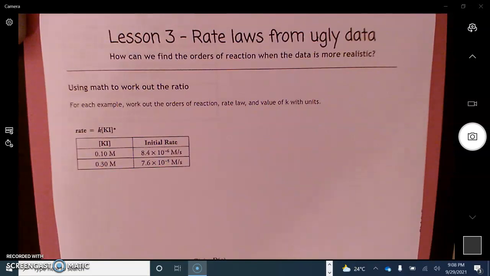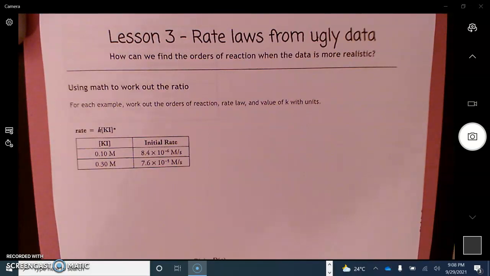Hi guys! So lesson 3 is about rate laws when the data is more realistic. So the numbers don't always look quite as pretty as the idealized ones we did last lesson. I recommend you have a go at these problems first on your own. So when I'm about to start one, maybe pause the video, see what you think the answer is, and then press play and see if you agree with my answer.